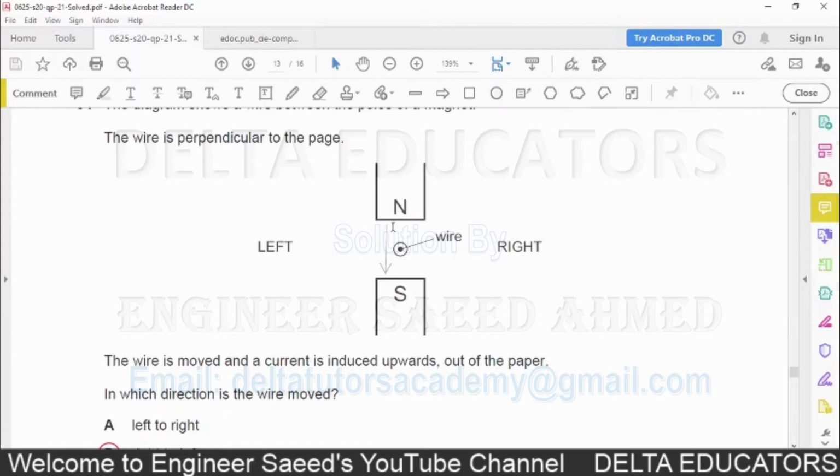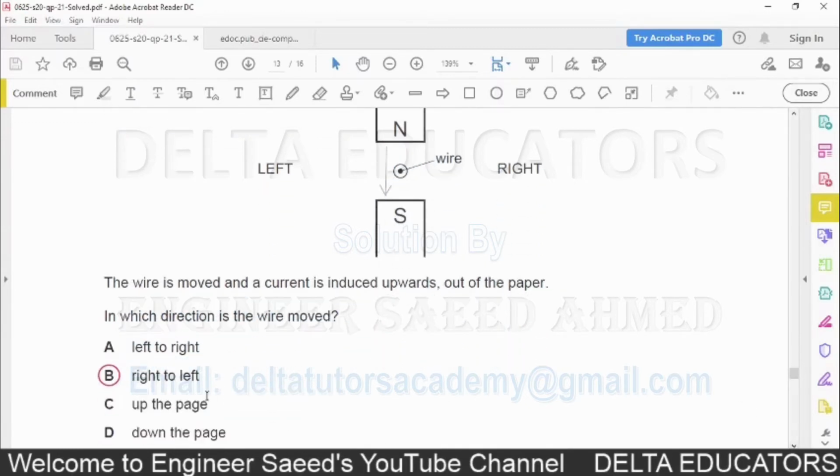Magnetic lines of force start from the North Pole and move toward the South Pole. So lines of force in this condition are in the downward direction. So by taking the help of Fleming's right hand rule, we can easily find the direction of the resultant force. Resultant force will be from right to left. Now right to left is given in option B. So the correct option is option B.